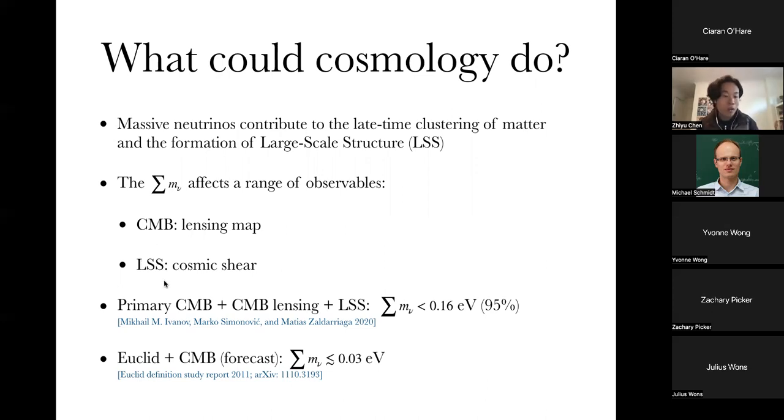And similarly, you can also do this with large-scale structure in terms of cosmic shear. If we observe galaxies far away, the same idea applies: the light from the galaxies will have to go through a lot of stuff to get to us.